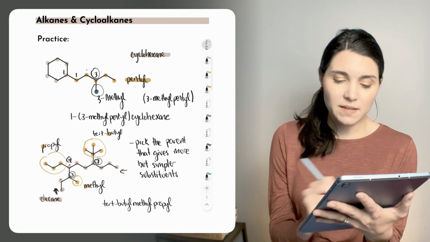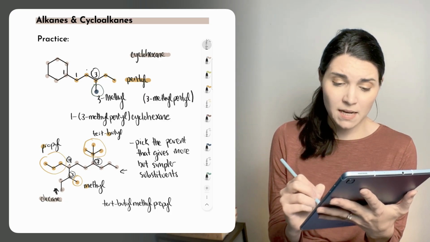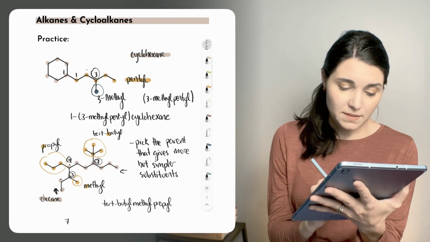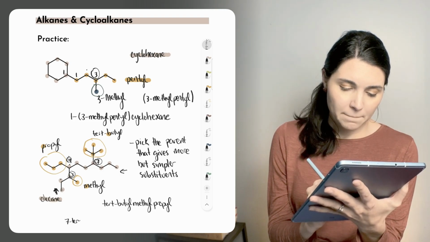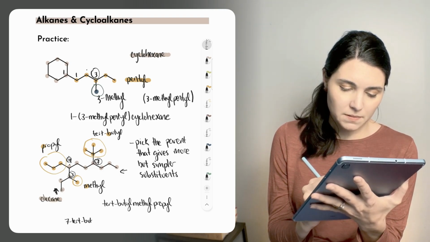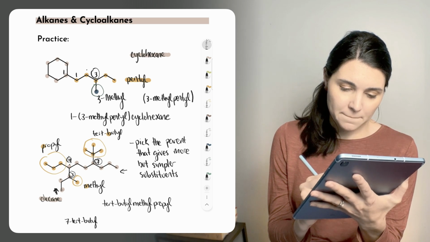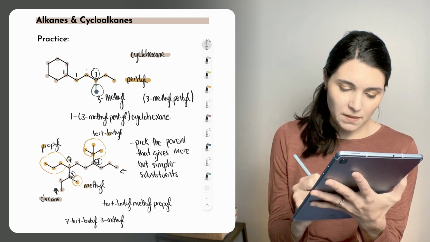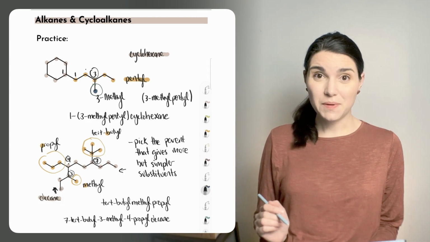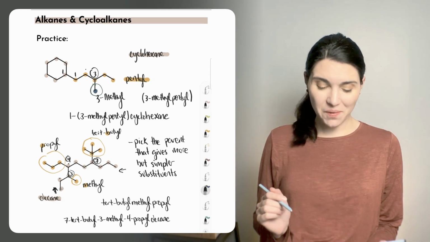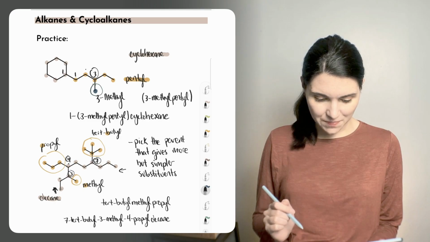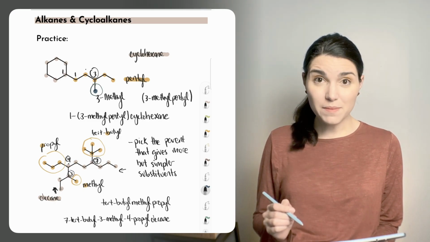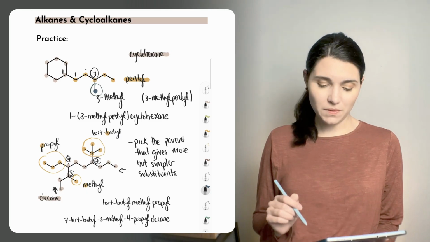So I'm going to now add those locants in and put the whole name together. So we've got 7 tert butyl, 3 methyl. Sorry about that. We ran out of memory for recording, but we're back. So that is 7 tert butyl, 3 methyl, 4 propyl, decane.